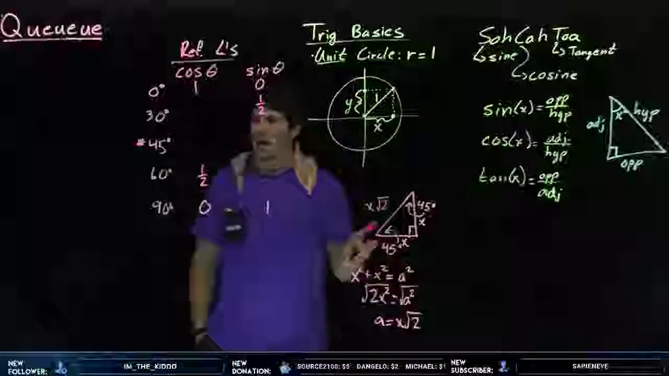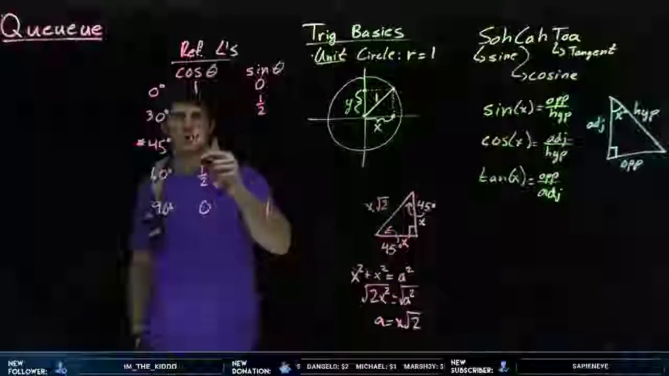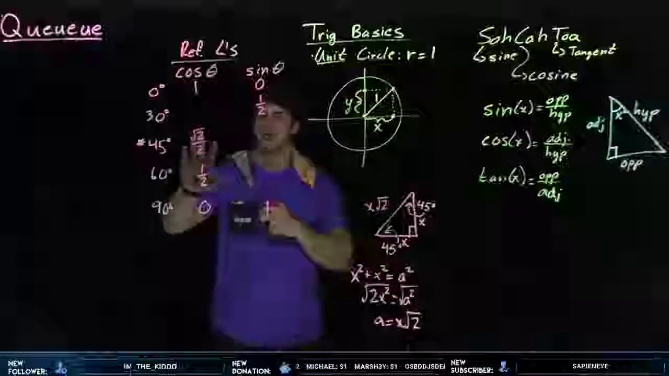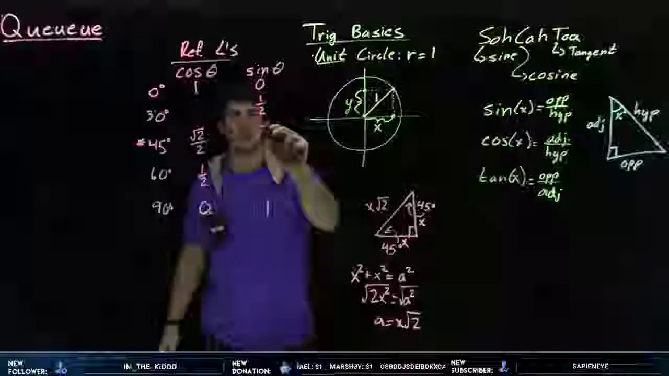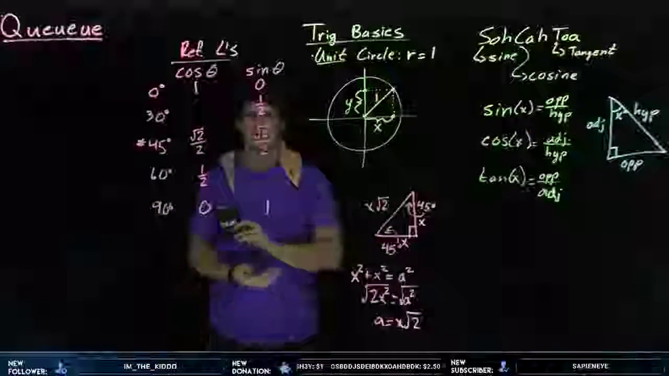Now think about it. At 45 degrees, I'm ending up with root 2 over 2. Because if I have an x and a y, both root 2 over 2, I square those and add them together, I'm going to get this.